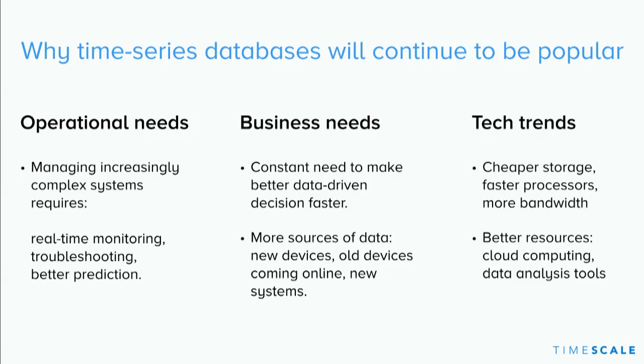The third is general tech trends. As storage gets cheaper, processors get faster, and bandwidth becomes more ubiquitous, cheaper and broader, you can store more data, process it better, and backhaul it faster. The other piece on the trend side is better resources. We have cloud computing, which makes it easier to spin up instances and analyze and store data, and we have better data analysis tools.